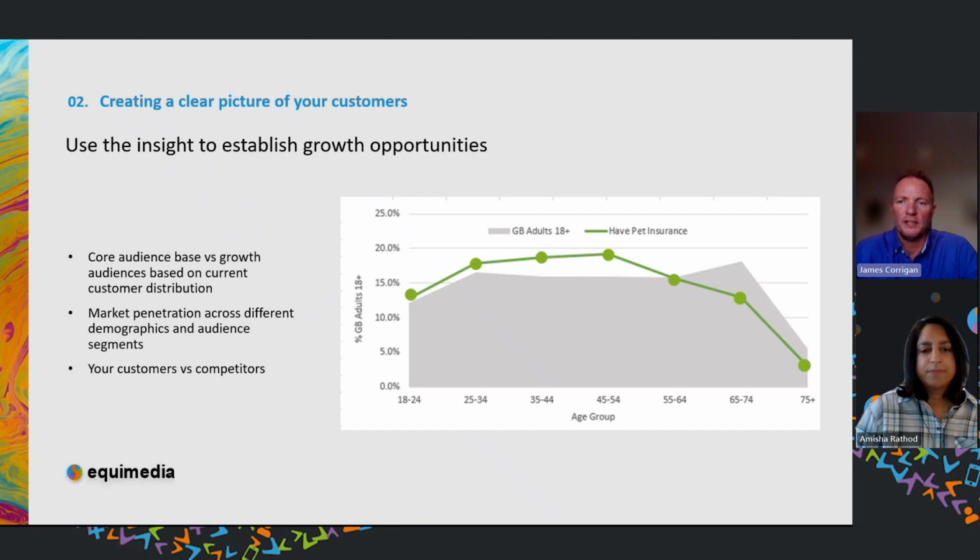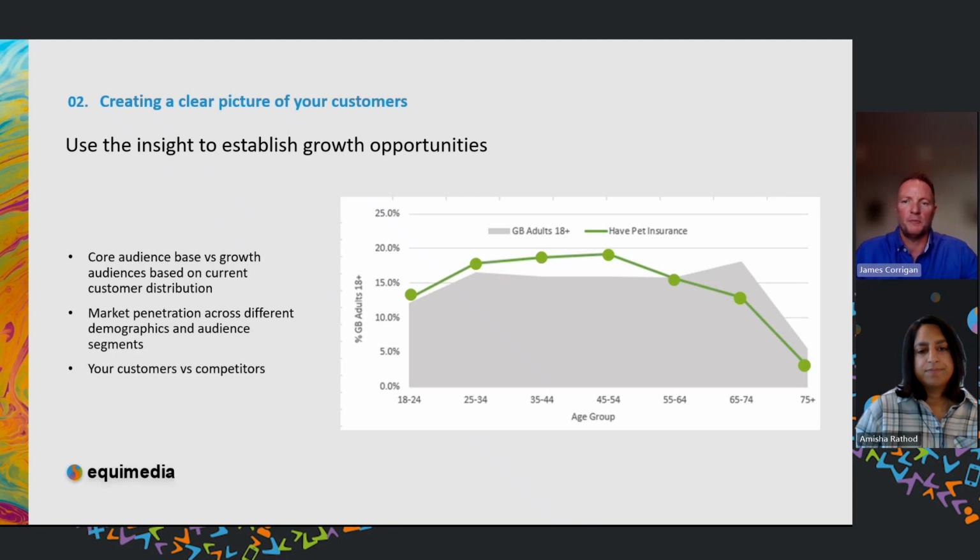In this example, the grey section of the graph shows the percentage of the GB population broken out by age bracket, and the green line shows the percentage of the population who have pet insurance. So this tells us that the older demographic, aged 54 plus, has a lower propensity to buy pet insurance, and the sweet spot, those that have the highest propensity to buy, fits within the 35 to 54-year-old age group.